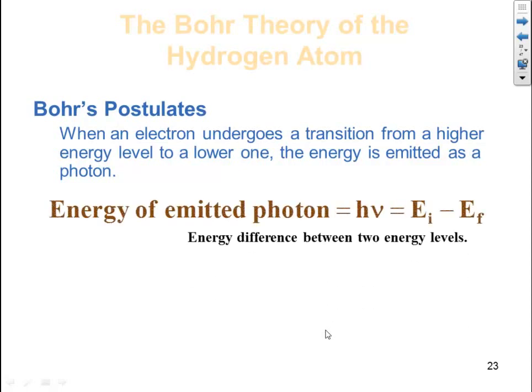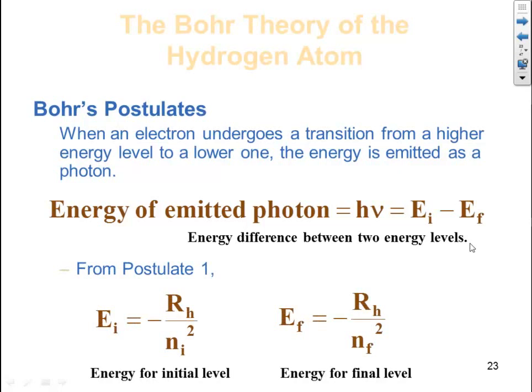The energy of an emitted photon is equal to h nu, which is also equal to the difference between the energy levels: the energy of the initial minus the energy of the final level where that transition is occurring. Either it's being absorbed or it's being emitted, it's still going to be the same quantity. That's a case of going into the system or out of it. From postulate 1, the energy of your initial level is equal to negative RH divided by n squared of that energy level, and your final level looks exactly the same, except that you have a different energy level.